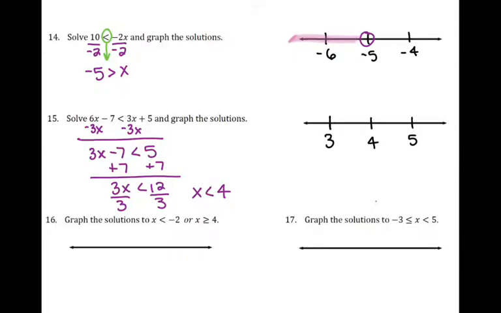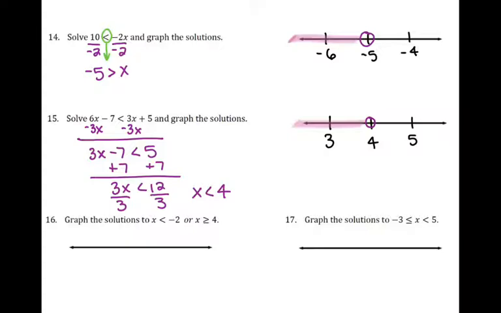So since I don't have the or equal to, I'm going to have an open circle, and I need to find out which value is less than 4. Is 3 less than 4? It sure is. Is 5 less than 4? Nope. So that means I'm going to shade in the direction of when it was true for that inequality, which is towards the 3.